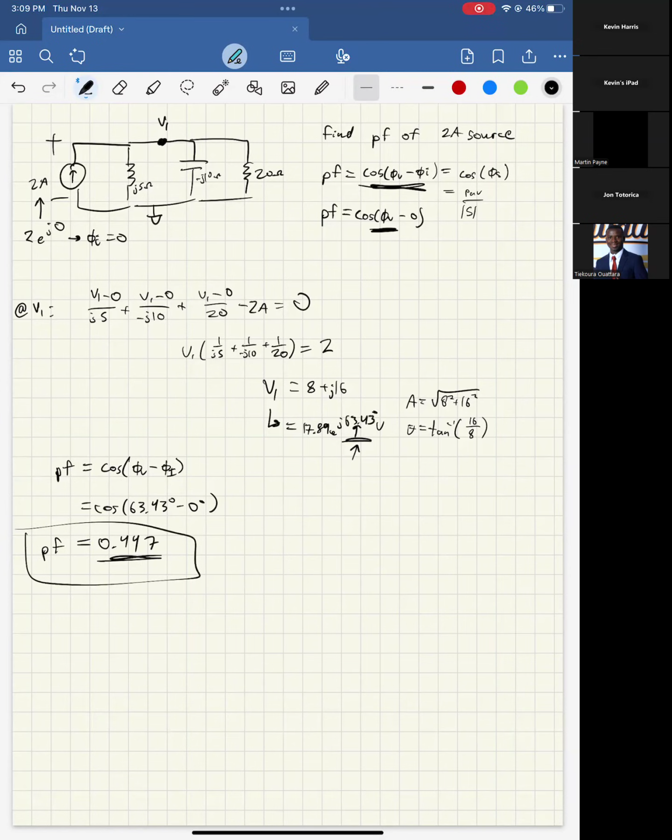We did it. And this is saying that, if you want this in words, 44.7% of the complex power is actually being dissipated like as heat, I suppose.